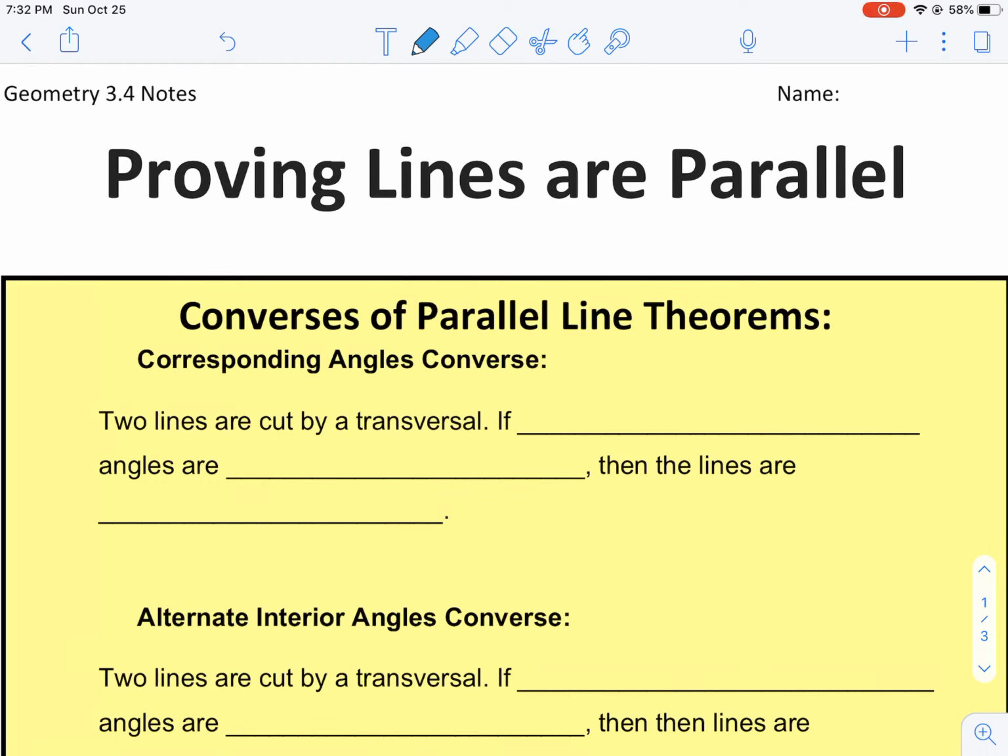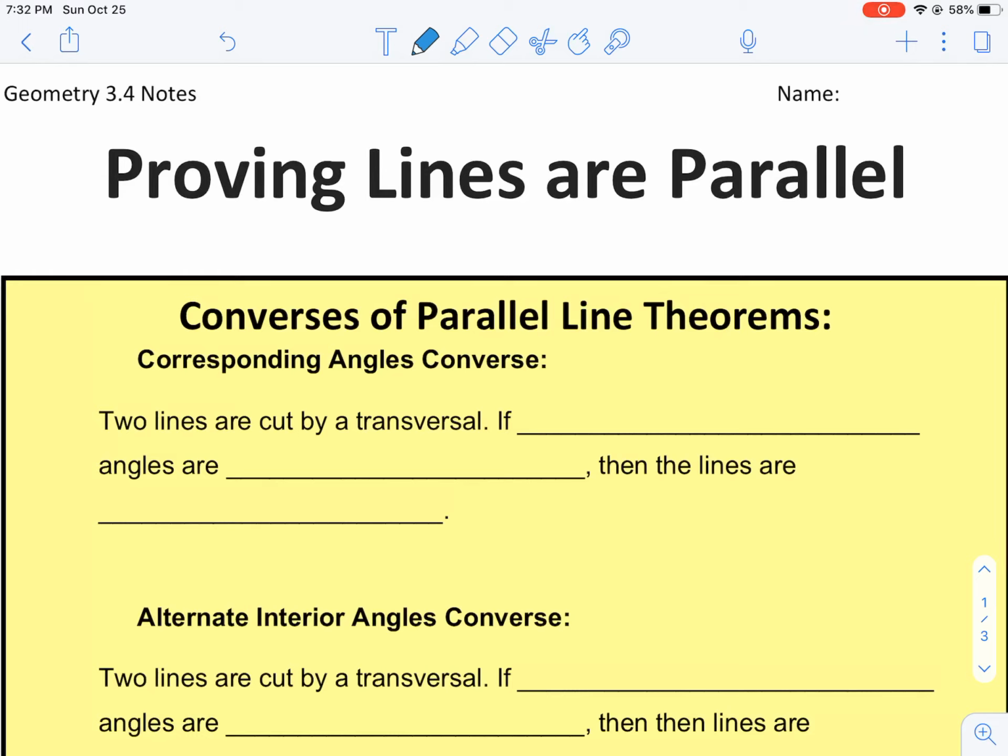If you remember, if you take a conditional statement and switch it around and read it backwards, we call that the converse. This is why we learn that, so that we can learn the converse of some theorems. The converse of all these theorems basically takes what we already know and says that if you prove certain things about the angles, then you can prove the lines are parallel. So we're going to learn four converses here with our four theorems and postulates that we had before.